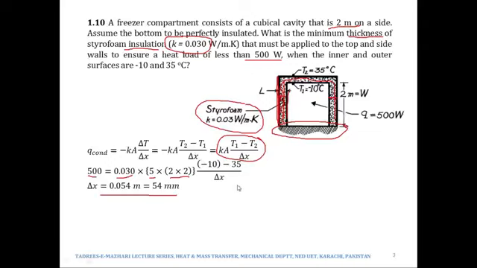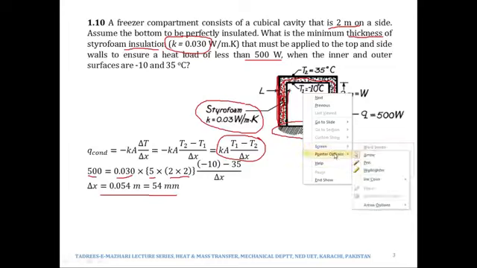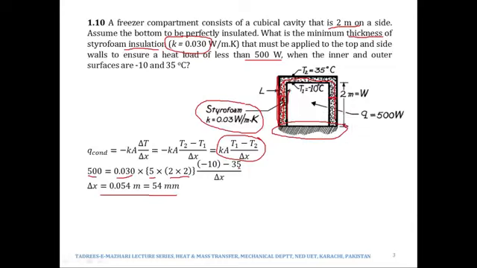Kindly note that here I should have written 35 first and then minus 10. So 35 would be written here and minus 10 would be written here, because of the reason I just explained: if we are writing it in this form without a negative sign, then T1 should be the higher temperature and T2 the lower temperature. So it would be 35 minus minus 10, and we will get the answer as 54 millimeters.